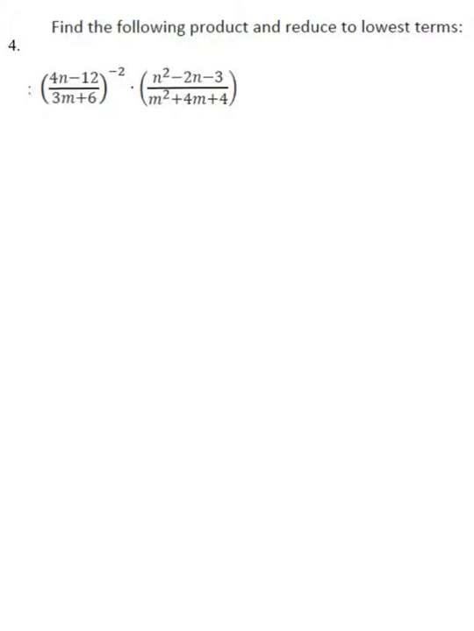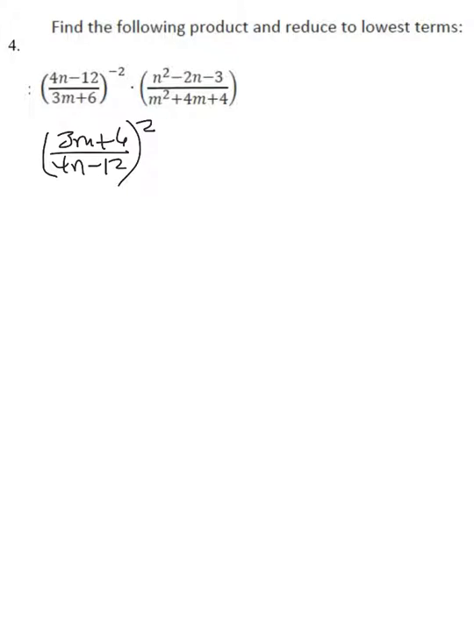First of all, we've got to take care of that. If you remember, a negative exponent means we have to flip this thing. So, the first thing I'm going to do here is put the 3m plus 6 in the top. And I'm going to put the 4n minus 12 in the bottom. And then I have a square on that.